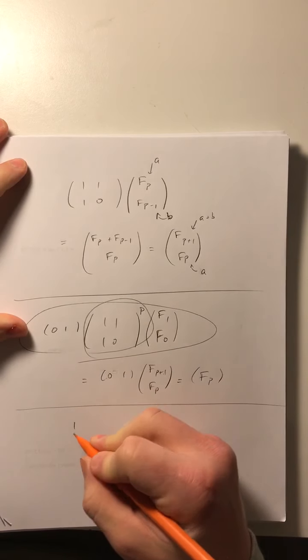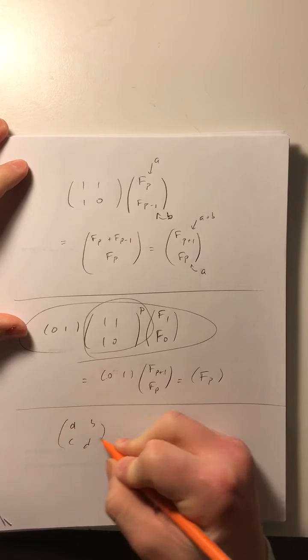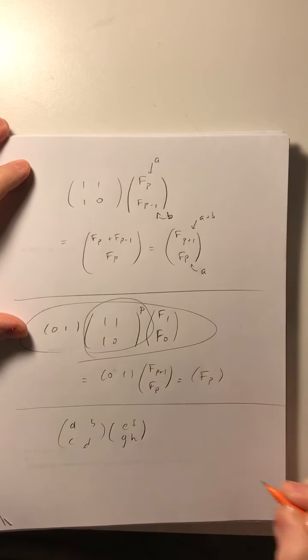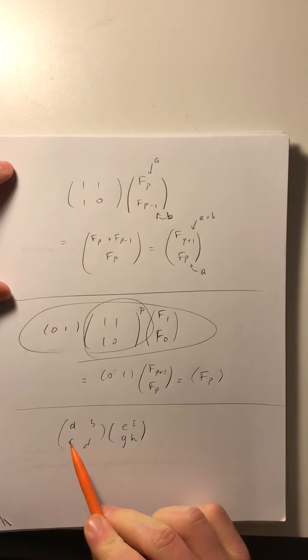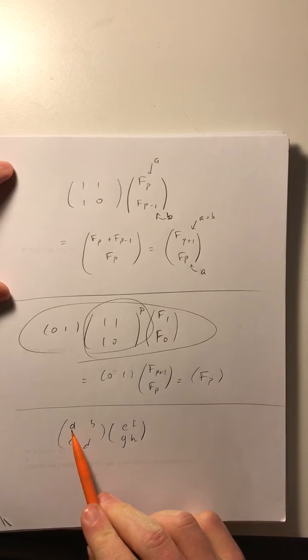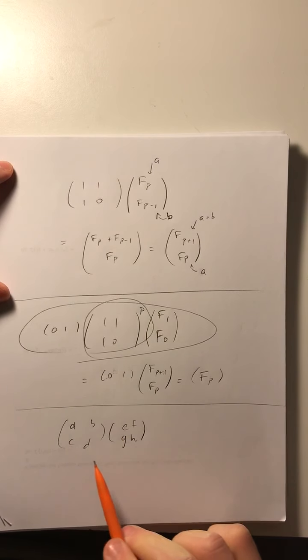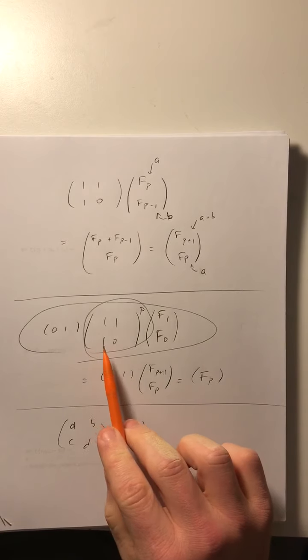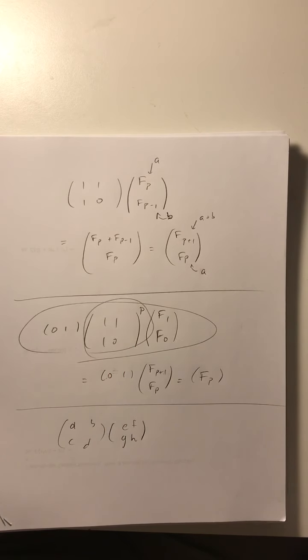If I'm going to have A, B, C, D, these are 2 by 2 matrices, E, F, G, H. I'm going to have A times E, B times G, A times F, B times H. So I'm going to have 8 multiplications here and 4 additions. So we assume each of those takes constant time. Then raising my matrix to the pth power is going to take time that's linear in p.